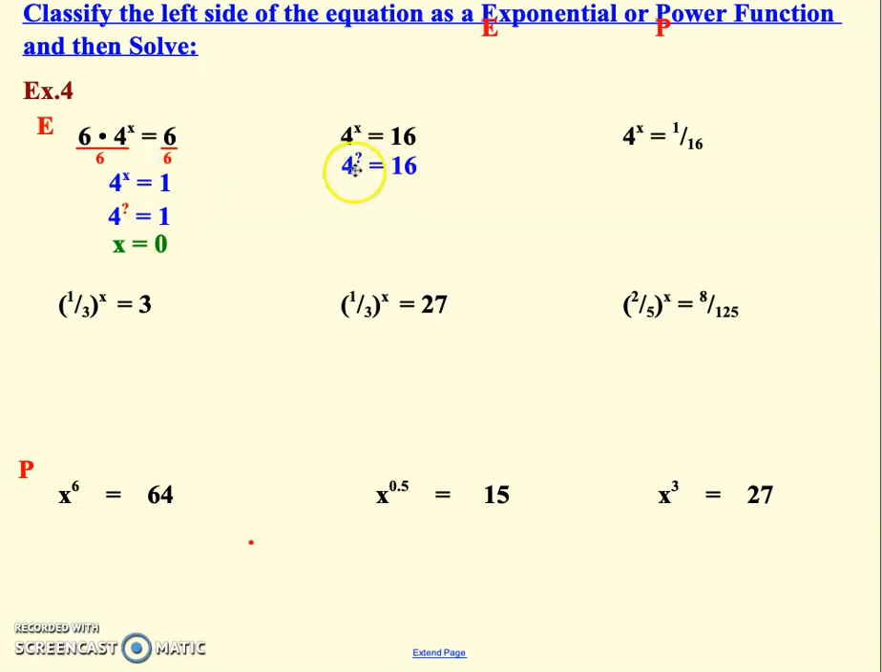Same thing here. You might just ask yourself a question. Well, 4 to what power is 16? And clearly that's got to be 2.